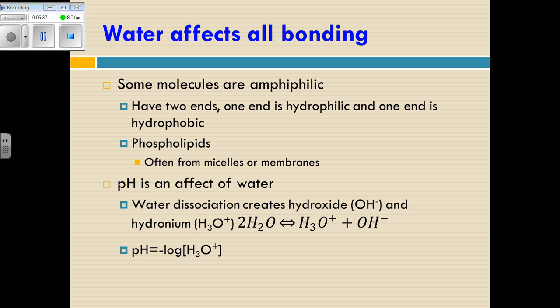There are also a handful of molecules that are called amphiphilic. Amphiphilic molecules have two ends, a hydrophilic end and a hydrophobic end. Mostly we're talking about things like phospholipids, where you have a lipid, which is a really long hydrophobic string, and then you put a charged particle right on the end of it. These things often form micelles or membranes.